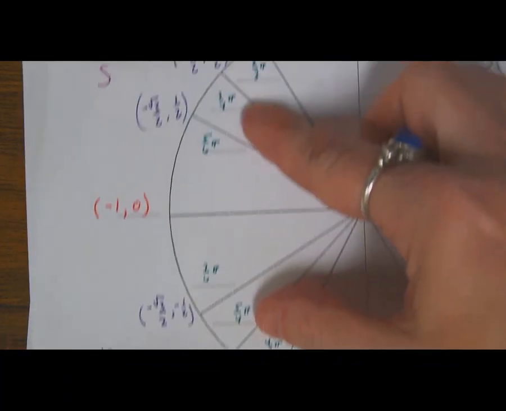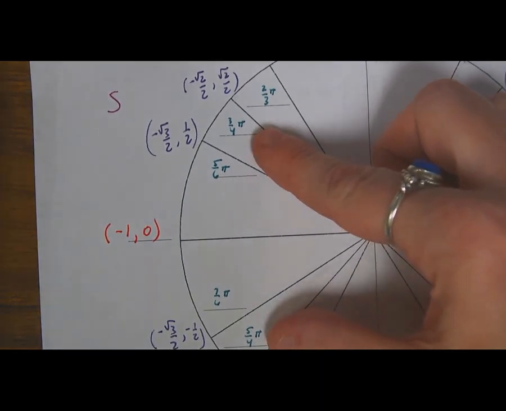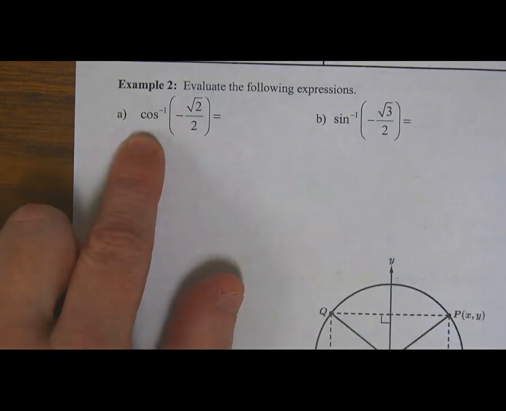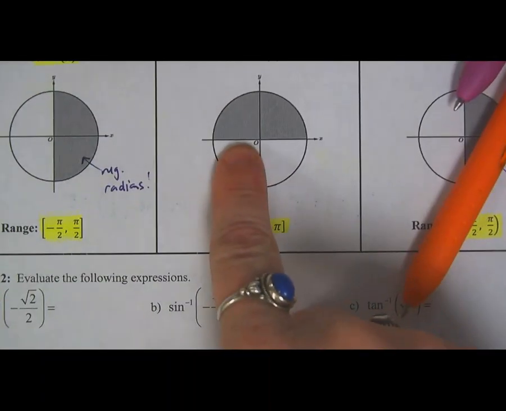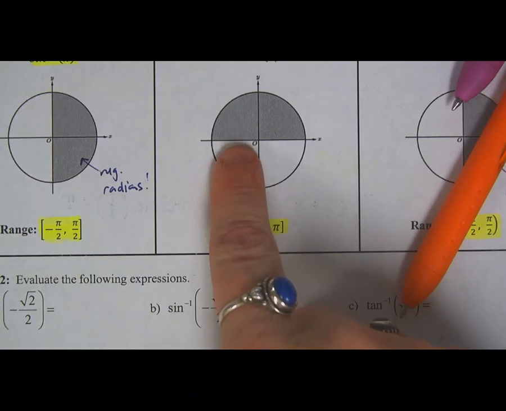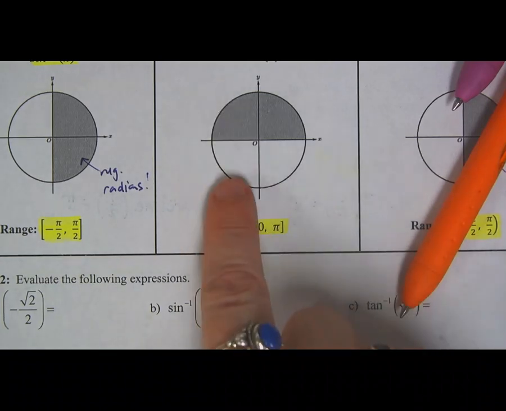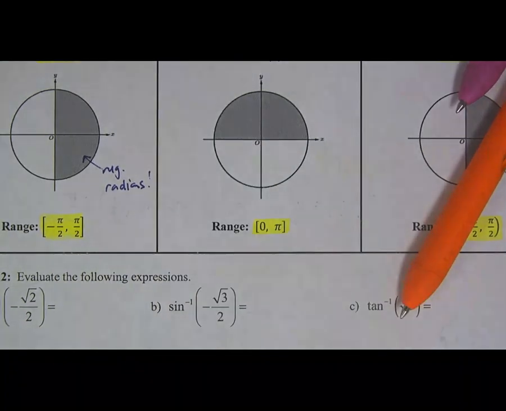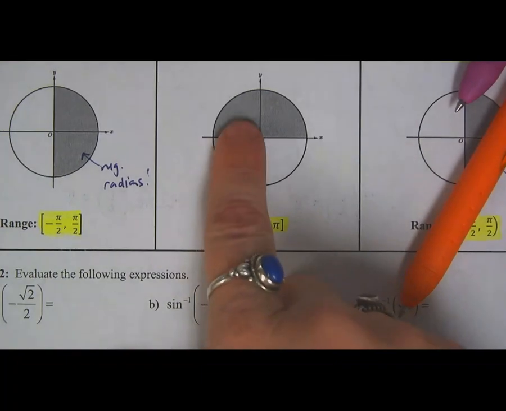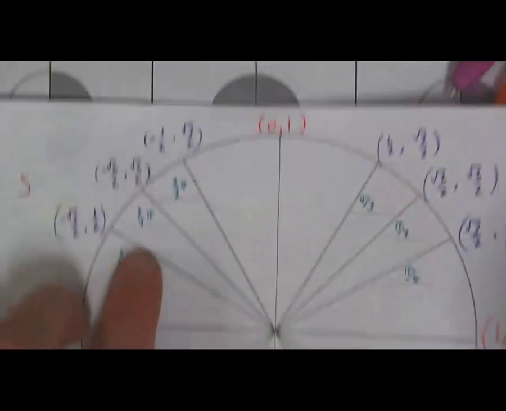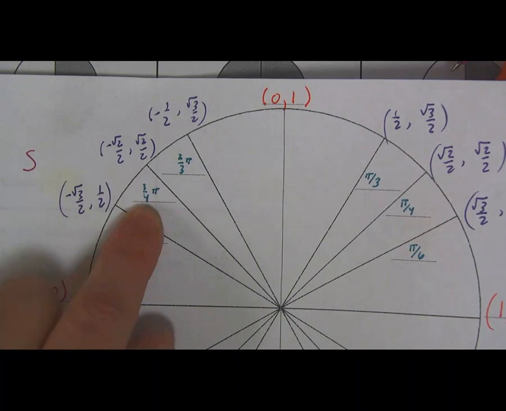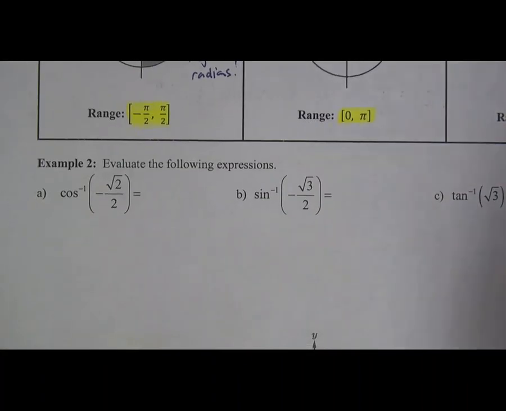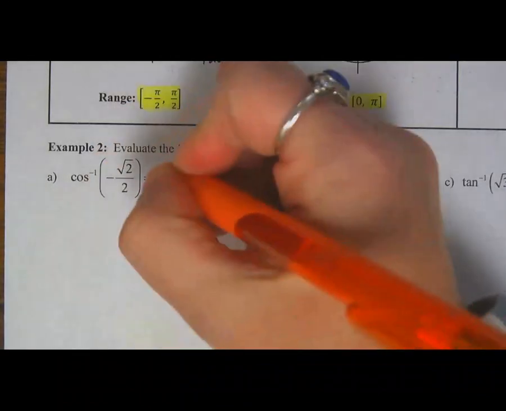But even though there's two locations where cosine is negative root 2 over 2, I'm talking about arc cosine. So out of the two that I just found in my unit circle, one of the answers was in quadrant 2 and the other one was in quadrant 3. What's the only answer I can put for arc cosine because we're restricted? You can only put the quadrant 2 answer. And remember, our answers are the radians, so my answer is 3/4 pi. Don't worry, we're going to do that again. So 3/4 pi.